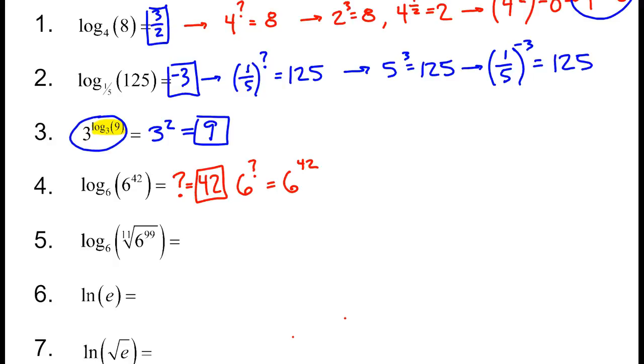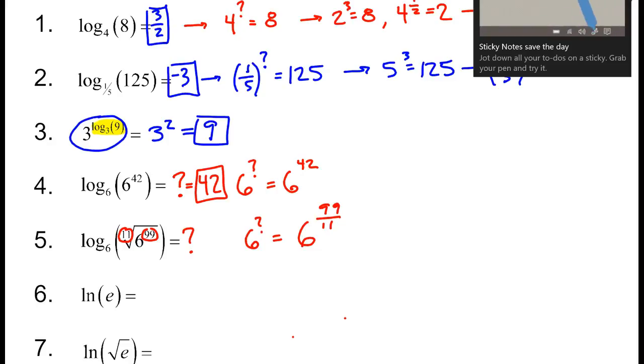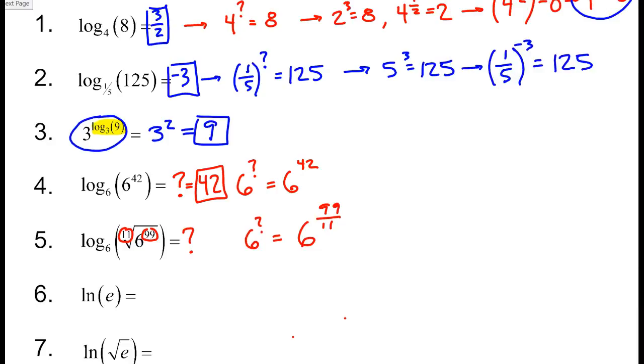Question 5. Log base 6 of this crazy thing here. Well, let's rewrite it. 6 to the question mark equals 6 to the 99/11th power. Why 99/11th? Well, 99 is the traditional exponent, and 11 is the root. So log base 6 of this crazy thing is 99/11, which simplifies to 9.